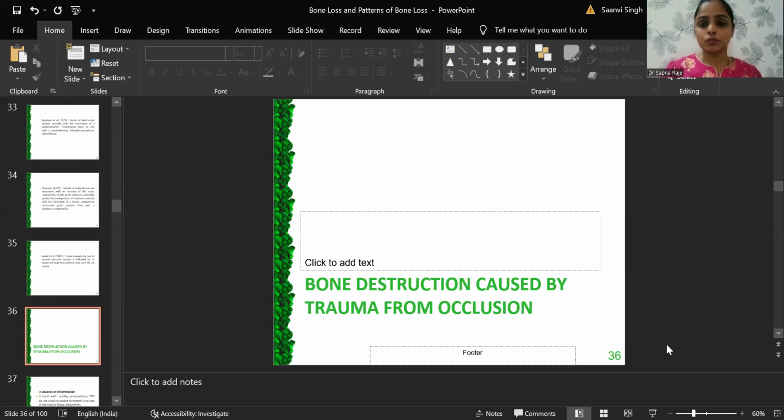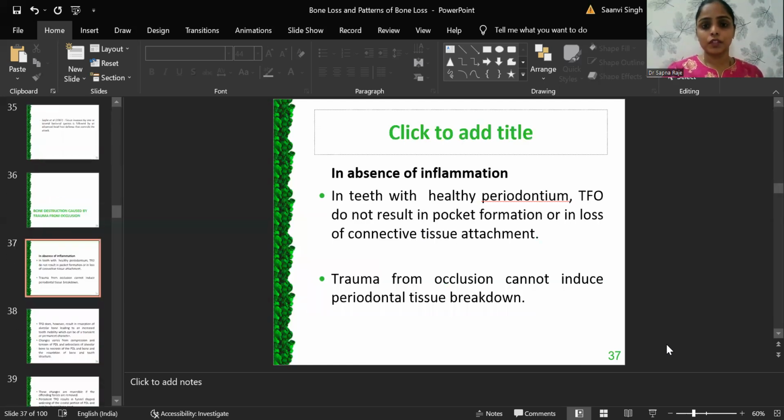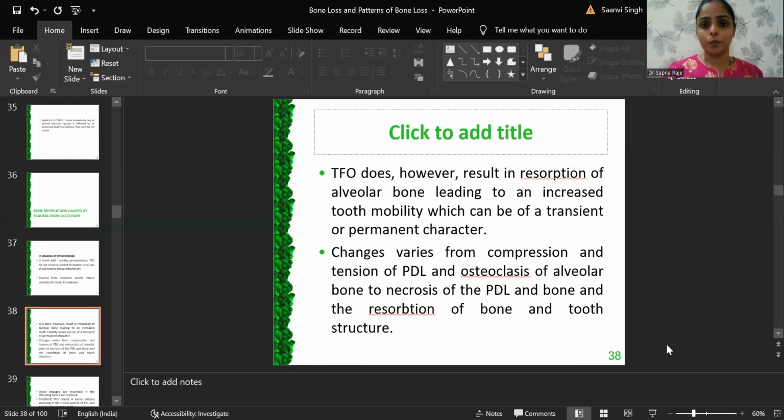Then the bone destruction caused by trauma from occlusion. As you all know, there are different causes of trauma from occlusion which lead to problems like pathological migration, and dentoalveolar ridge loss while doing extraction. These are things that may lead to trauma from occlusion. In the absence of inflammation, what happens? Trauma from occlusion does not result in pocket formation or in loss of connective tissue. Trauma from occlusion cannot induce periodontal tissue breakdown.